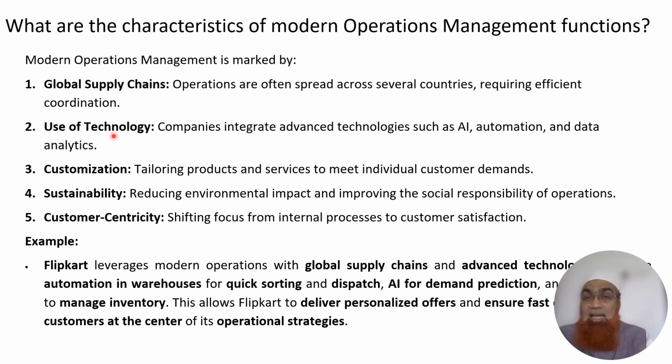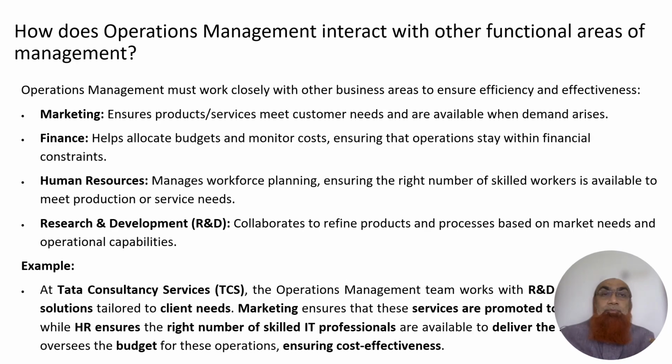Next question which I feel could be important for the students: What are the characteristics of modern operation functions? There are five main characteristics: global supply chain, use of technology, customization, sustainability, and customer centricity. Flipkart or Amazon is a relevant example of the characteristics of modern operation functions.